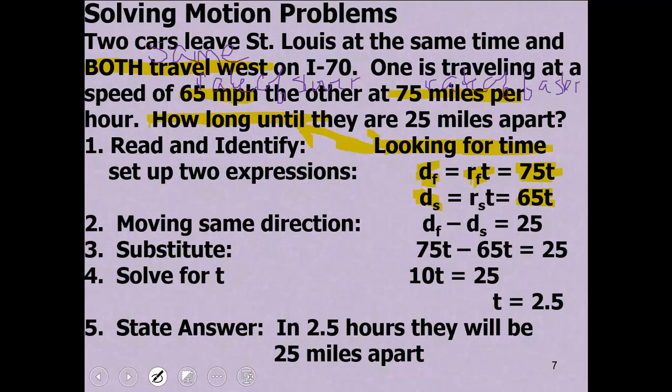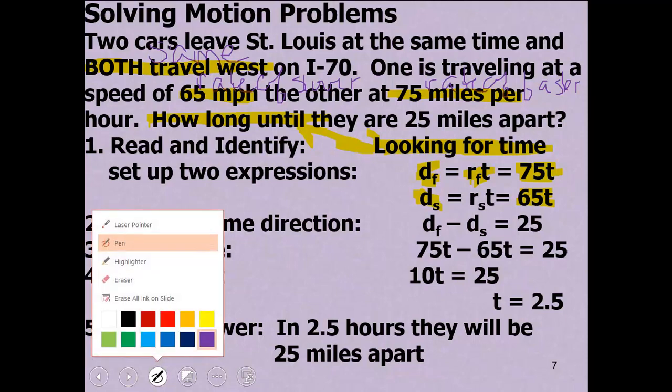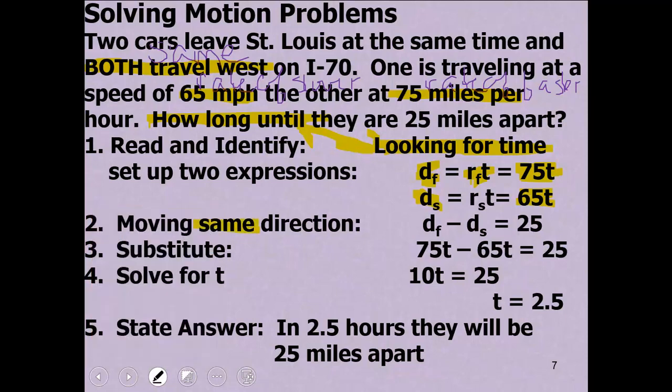Okay? Now, these guys, we've already said, are moving in the same direction. So our formula slide tells us if our 2 vehicles are moving in the same direction, to find their distance apart, we have to subtract them, right? So we take the distance traveled for the fastest car minus the distance traveled for the slowest car, and then we set it equal to how far apart they are. They are 25 miles. We want to know how long to go 25 miles apart.